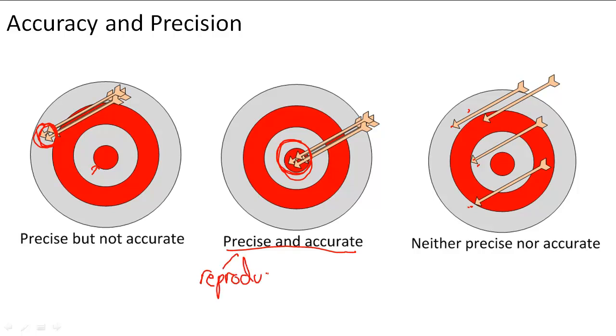So you have to see multiple measurements to make sure that something is precise. Accuracy, you can see one measurement and decide whether it's accurate or not. So reproducibility has to do with sets of data. This has to do with one data point.